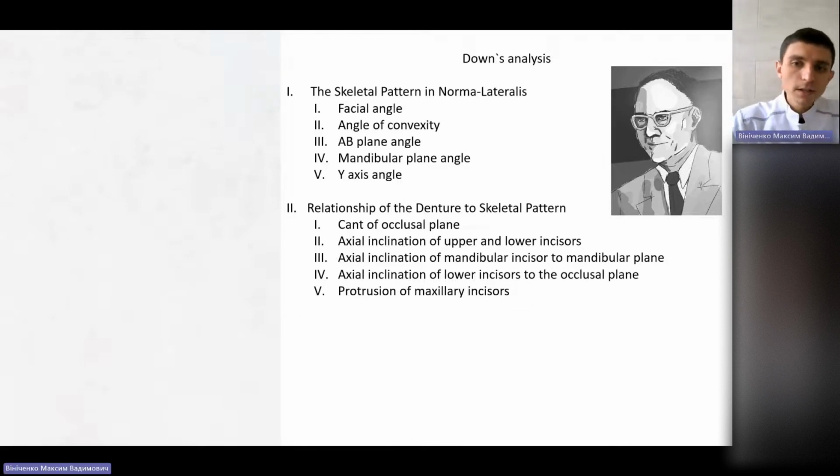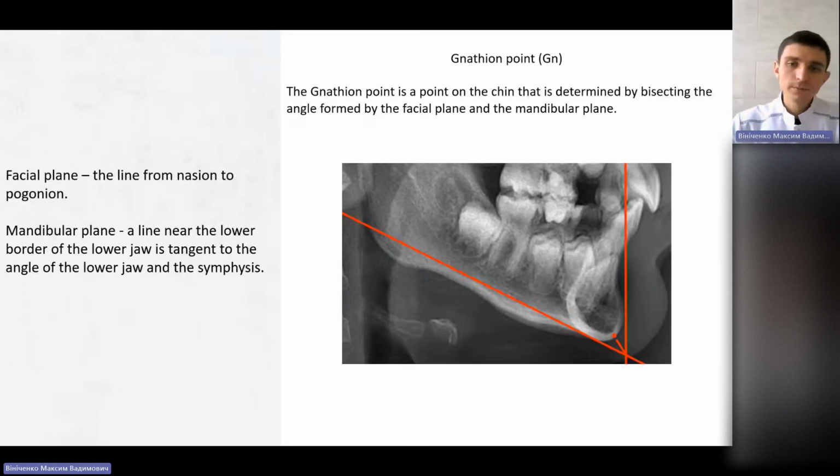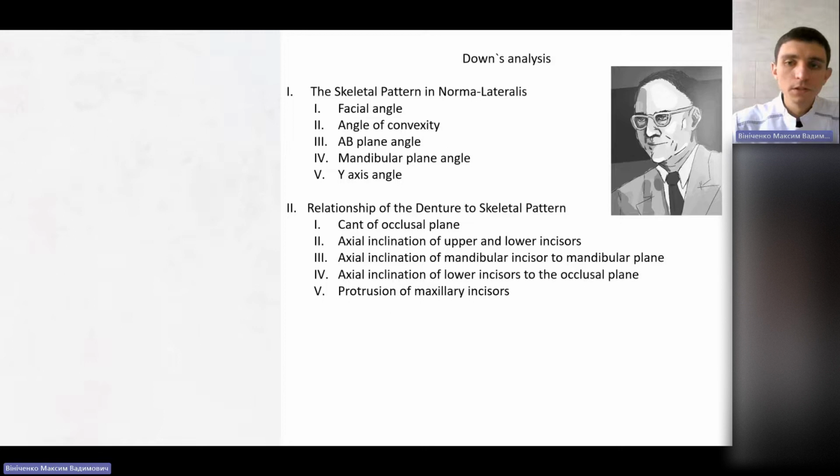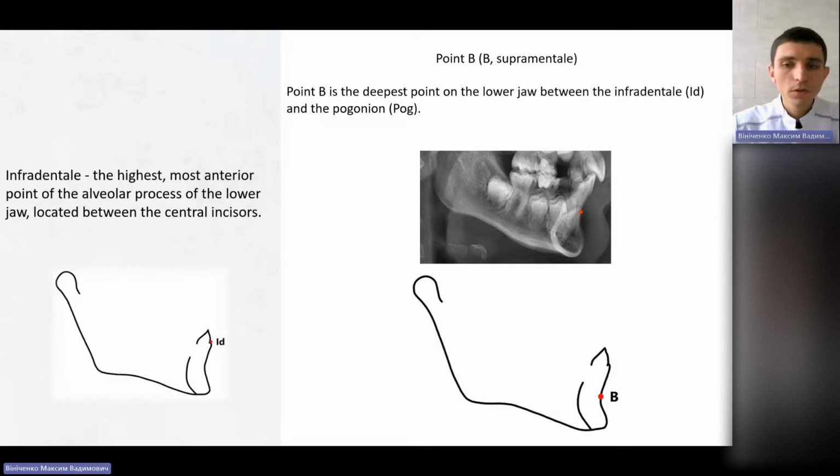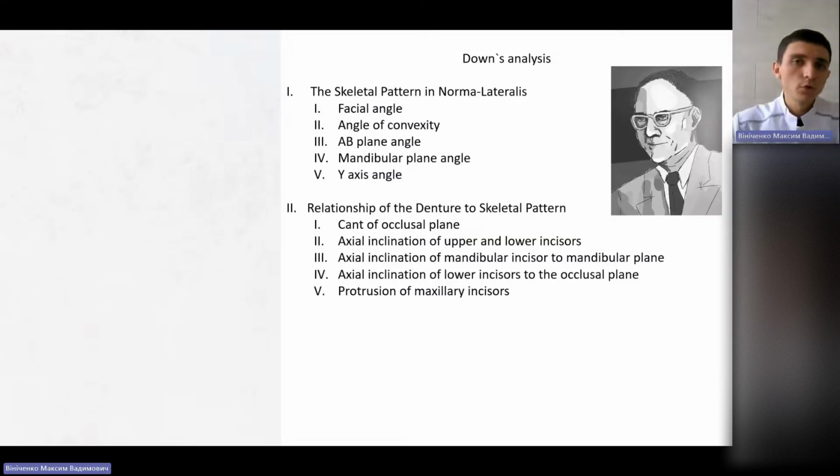It's not too difficult to make this analysis if you make it every day. If you work with patients every day and make this analysis, it could take about 10 minutes. If you work every day, it's not difficult to determine these joints and make, for example, the Jones analysis. The Jones analysis has two big parts.